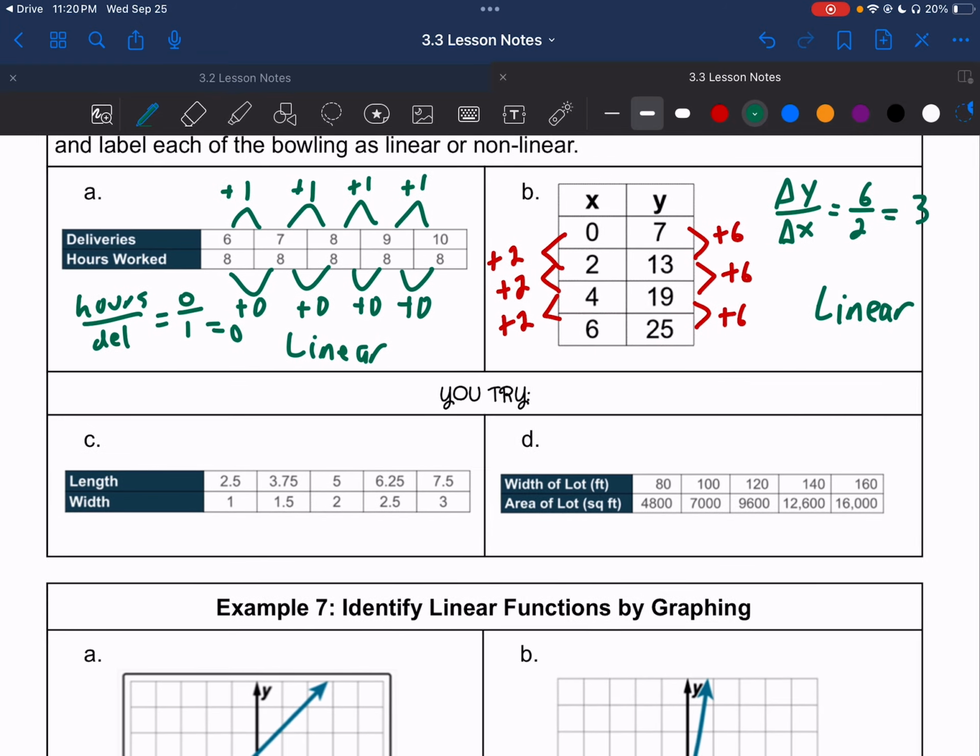All right, I want you guys to try letters C and D on your own, and then we will go over them as a group.